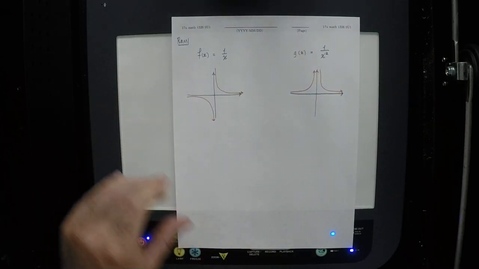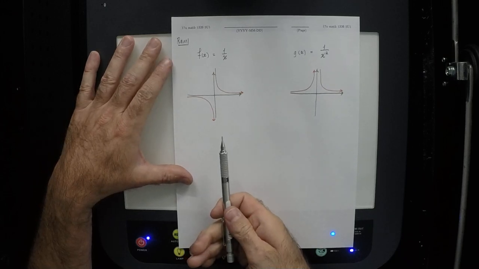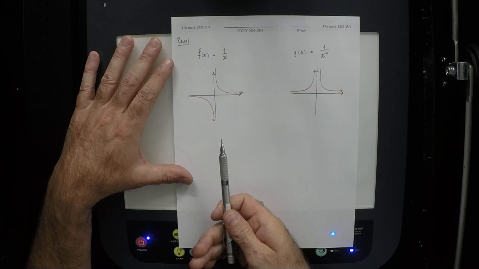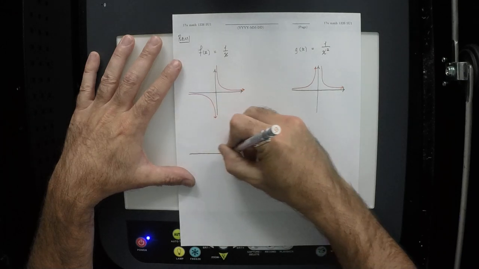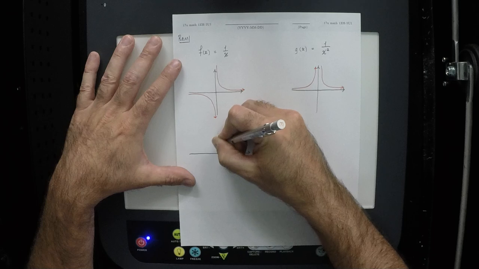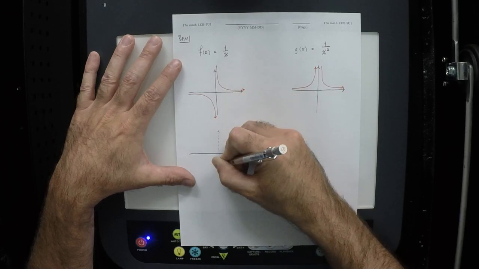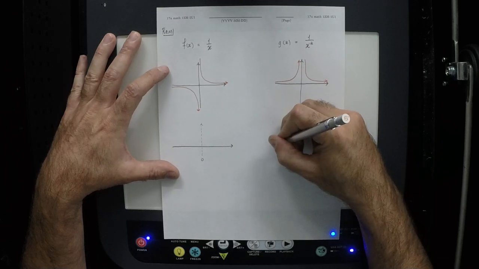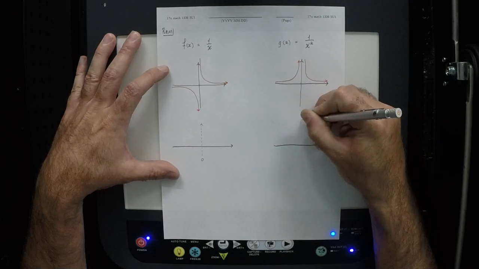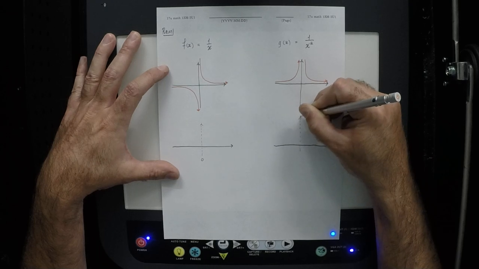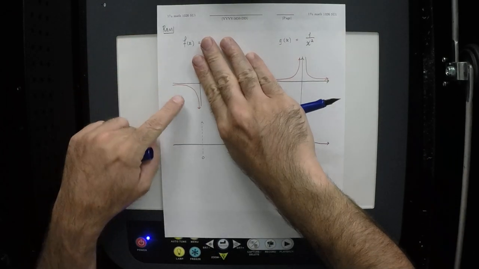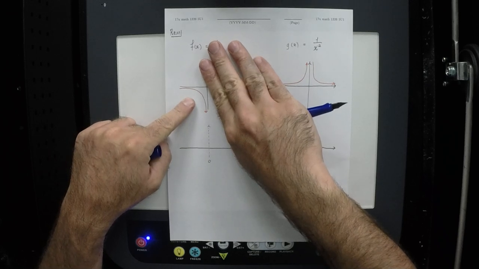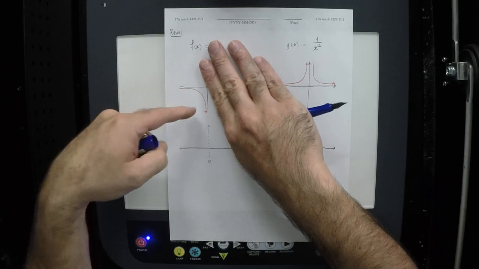Now, what is the natural domain of this function? Very good. And that is also the natural domain of this function. Now, for that piece of that function, is it increasing or decreasing? It's decreasing, right? As you go to the right, you go down on this part of the function.